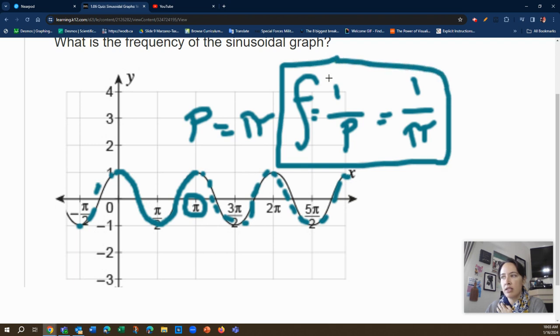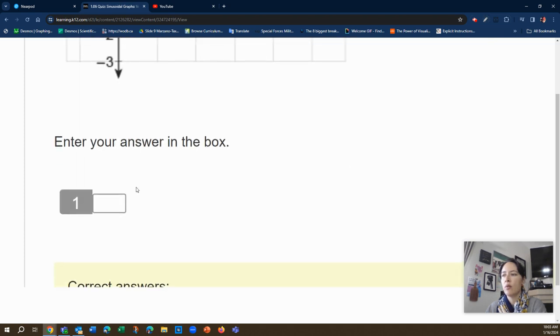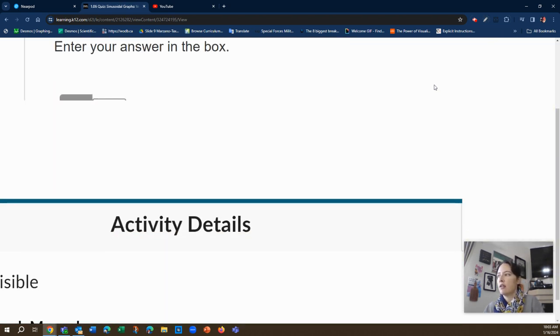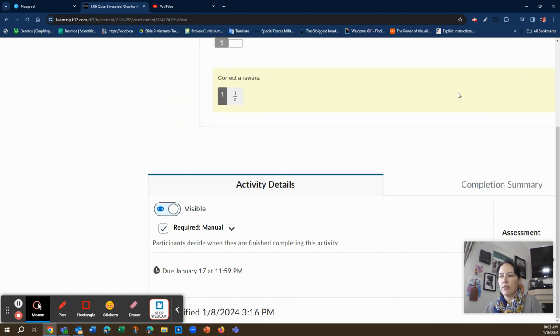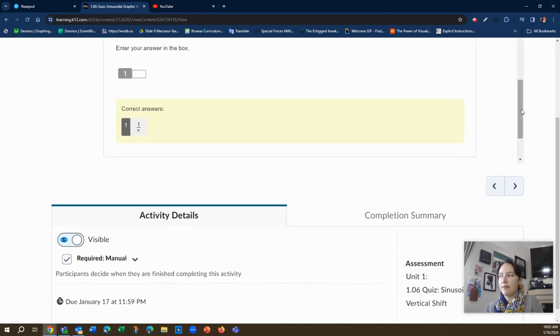Frequency is the reciprocal of the period and vice versa. The period is the reciprocal of the frequency. That's it. 1 over pi, you should just type it, I think. 1 over pi. Got it?